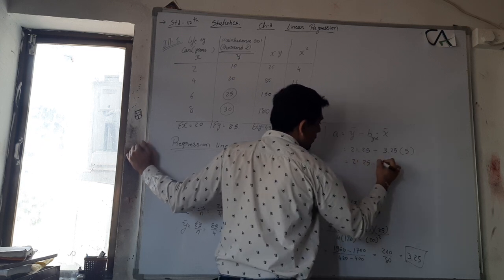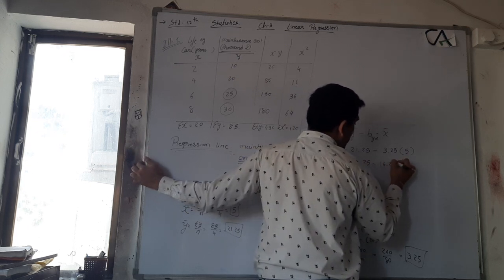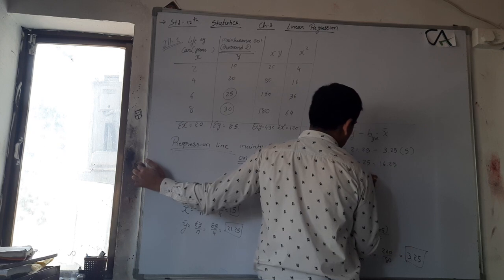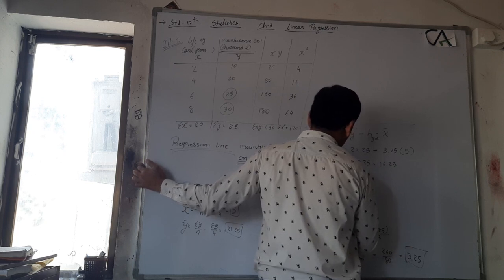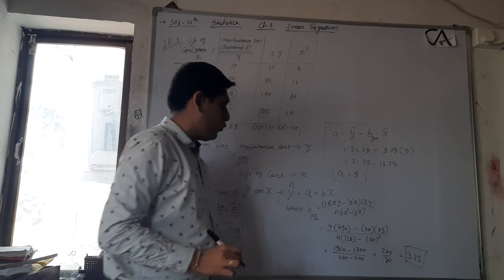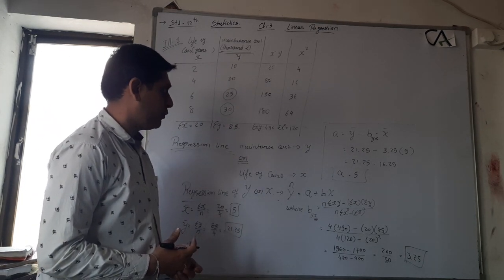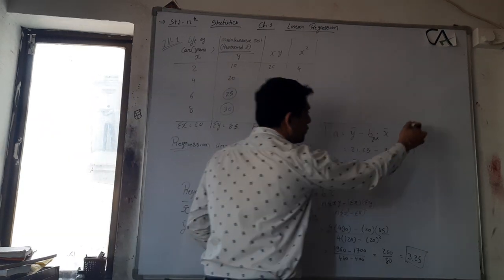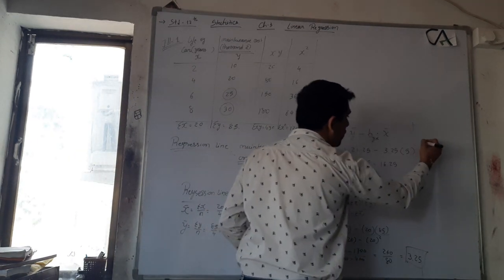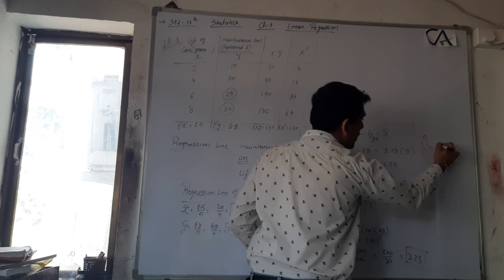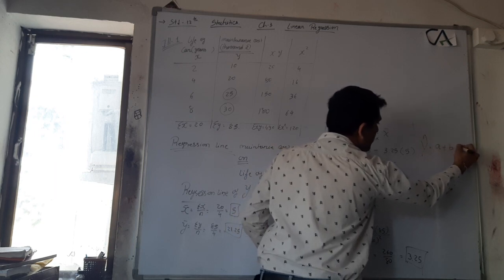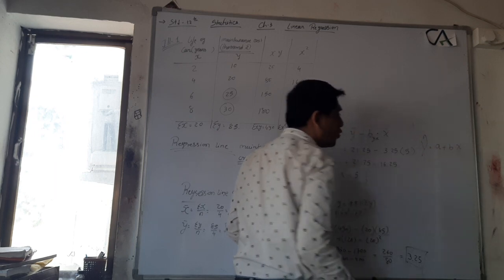21.25, 16.25 is equal to 5. A is equal to 5 and byx is equal to 3.25. So the regression line y cap is equal to a plus bx. That is your main answer.